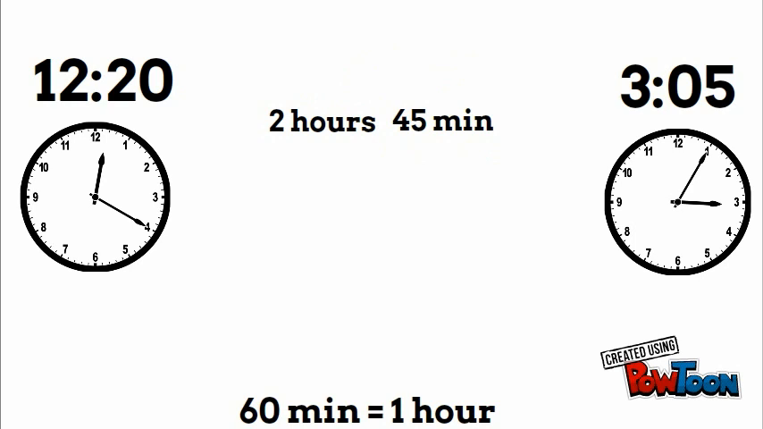So to recap it all, one of the best strategies in finding time intervals is simply to count up on the clock. You can count by 5s, 10s, or you can count by hours if it crosses the hour.